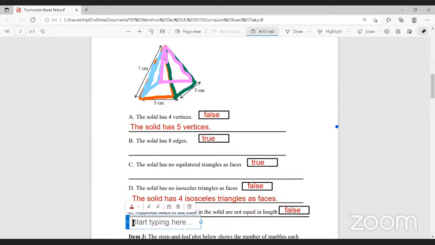So we will start by saying opposite sides. All right, so Abigail says opposite sides of the base in the solid are all equal, and we don't have to put all equal, we can just say equal. So we're going to have: opposite sides of the base in the solid are equal in length.